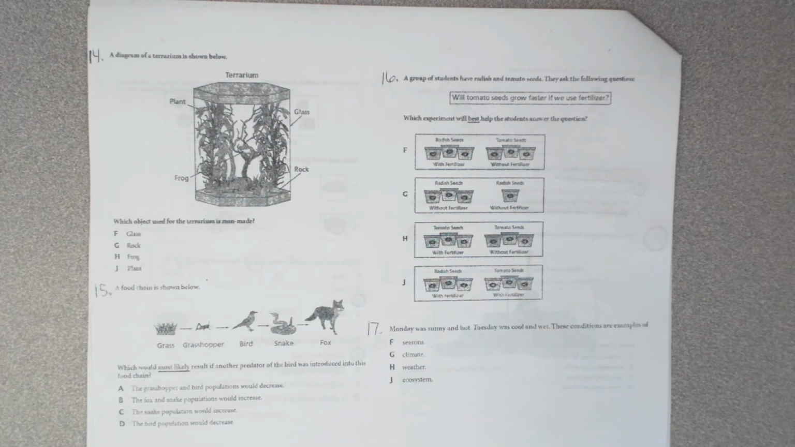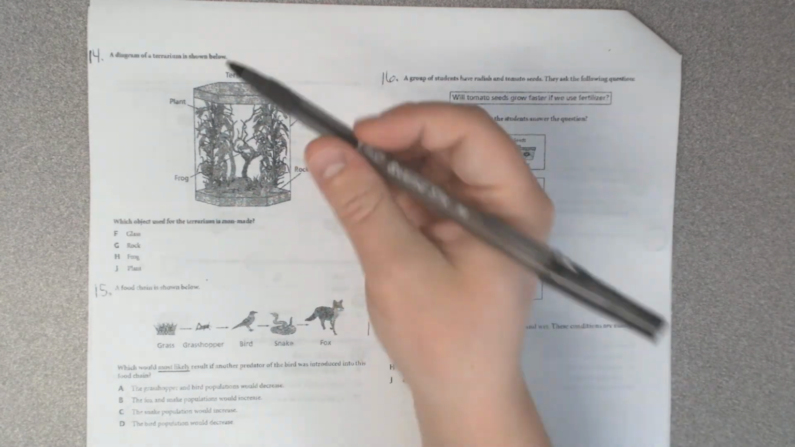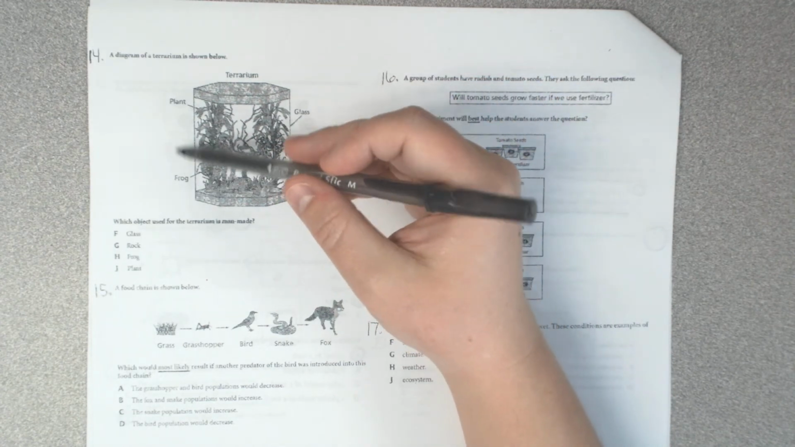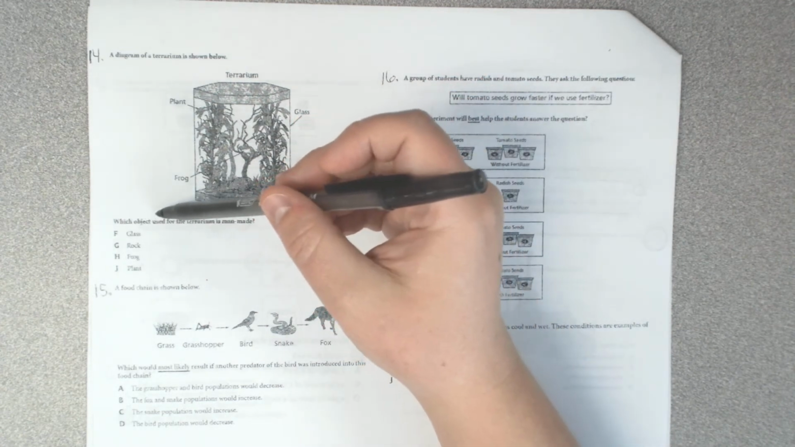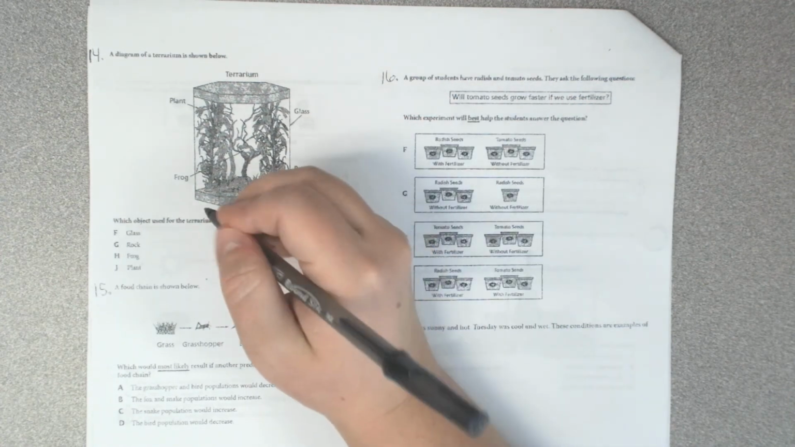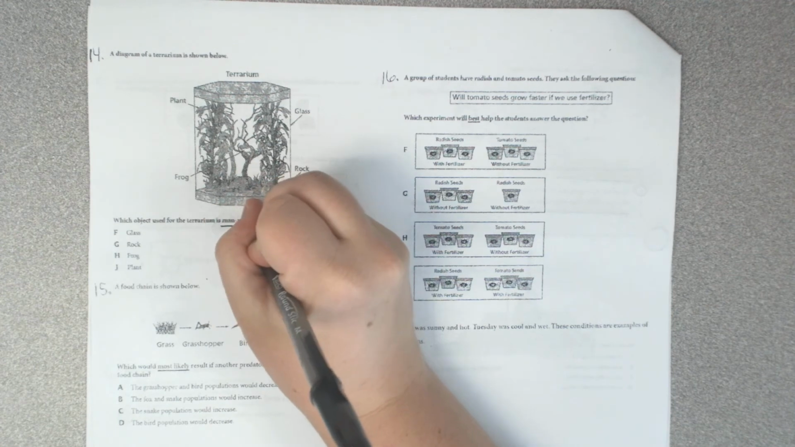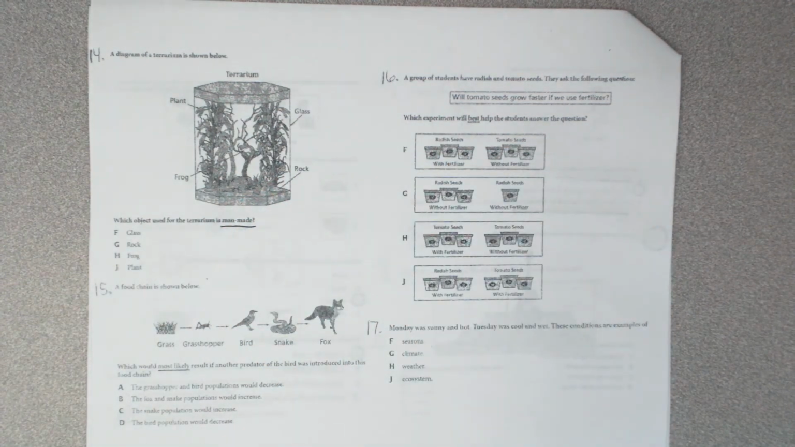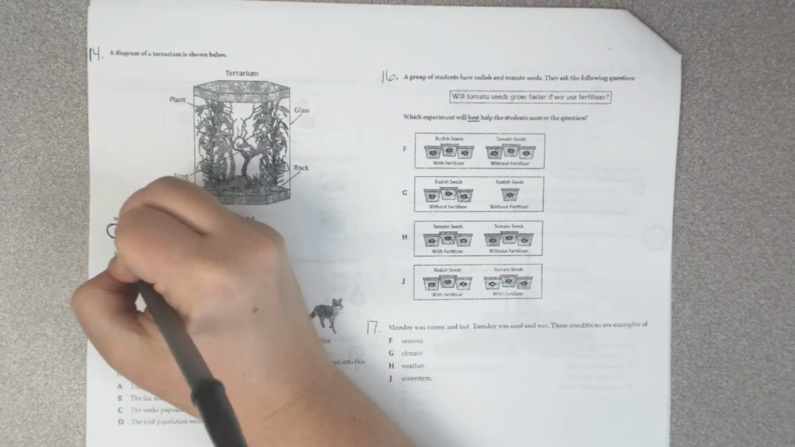A diagram of a terrarium is shown below. The terrarium is made up of the glass, the rocks, the frog, the plant. Which of these objects used in the terrarium is man-made? So man-made meaning that we made it. Glass, rock, frog, or plant? Well, we don't make rocks or frogs or plants, so we definitely make glass.